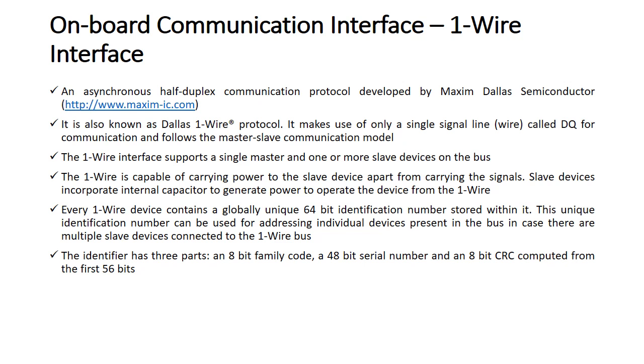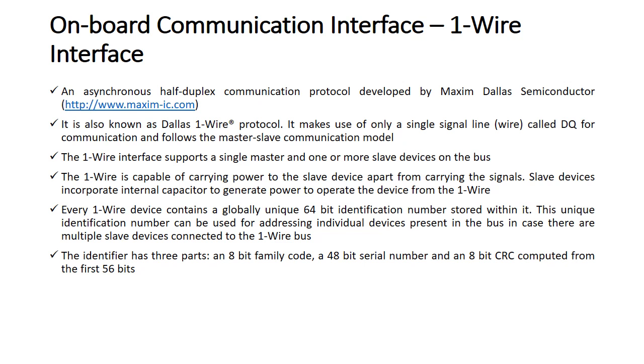Every one-wire device contains a globally unique 64-bit identification number stored within it. We can call it its address. This unique identification number can be used for addressing individual devices present on the bus in case there are multiple slave devices connected to the one wire bus. So this 64-bit unique identification number will act as the address of these slave devices. Every slave device will have a unique address, so it helps the master device to identify the slave device which is currently transmitting the data.